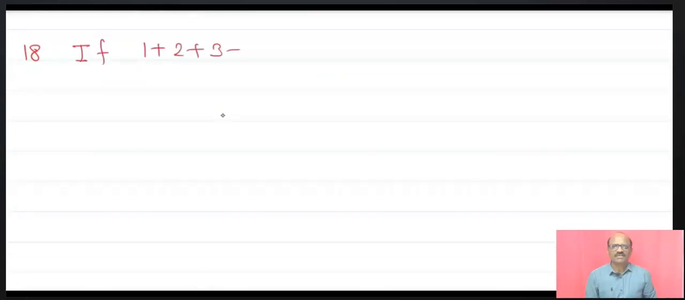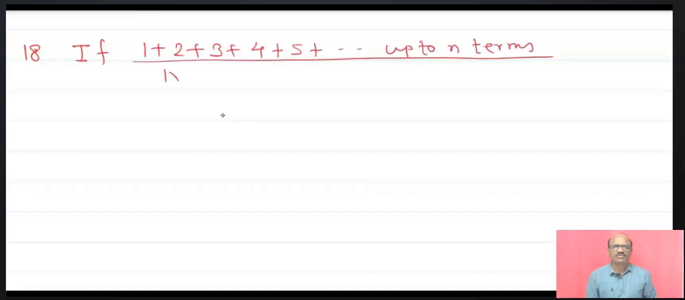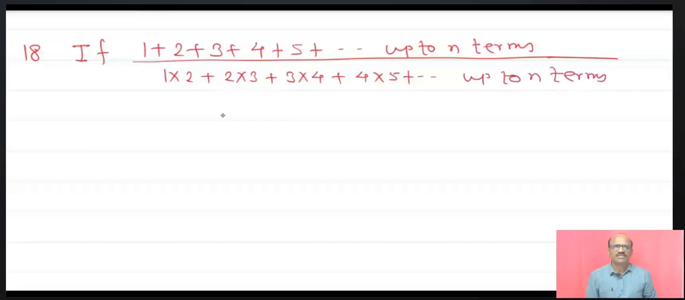Now the problem number 18. If (1 + 2 + 3 + 4 + 5 up to the nth term) upon (1·2 + 2·3 + 3·4 + 4·5 + up to the n terms) equals 3/22. Now, in this case, in the numerator you have the sequence in AP, and for the denominator there are the product of the two sequences.